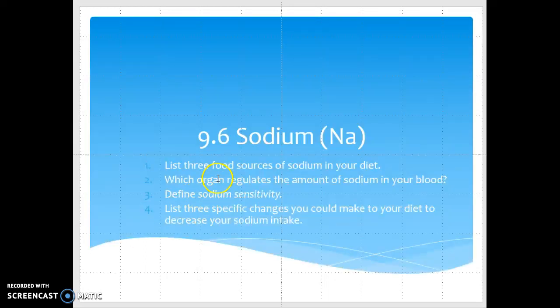And the last sections just talk about the actual electrolytes. So we have sodium. Where do we find sodium? Which organ regulates the amount of sodium? We already talked about that with the kidney. And then there's what kind of changes might you make to make sure you don't get too much or too little.